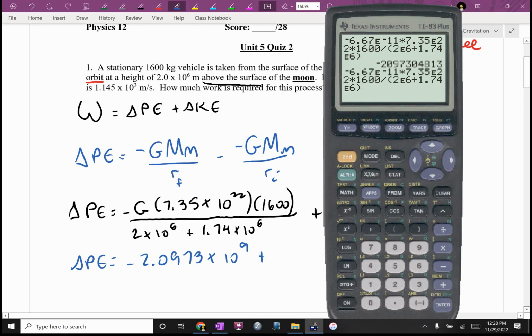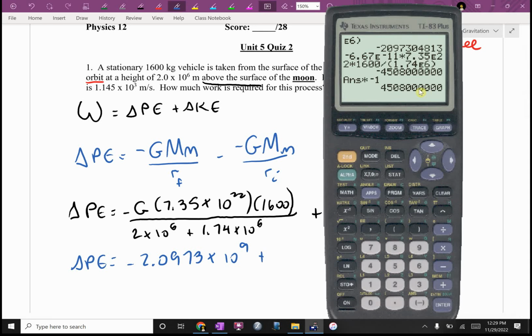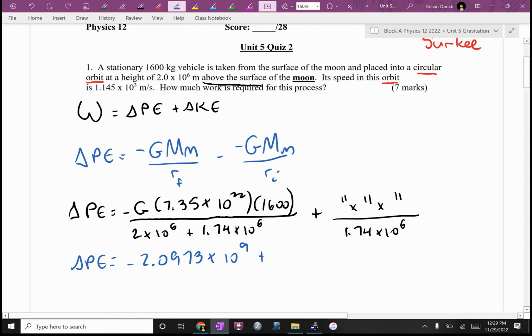And the nice thing is, because I have a good calculator, I can just backspace and change that. Did you get oh, I don't need the negative, Mr. Duick. So here, I'll fix that, times by negative 1. Now it's positive. 4.508 times 10 to the 1, 2, 3, 4, 5, 6, 7, 8, 9. Is that right? 4.508.